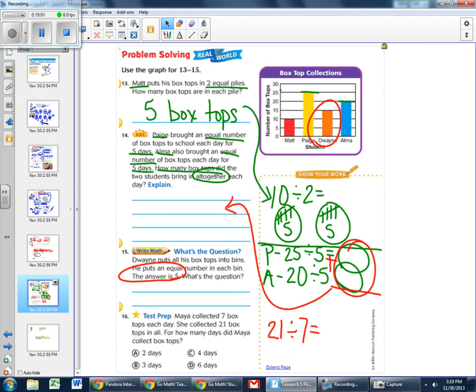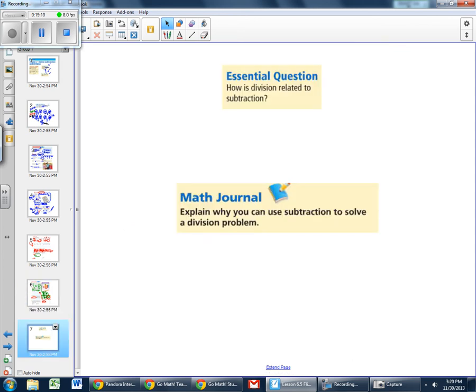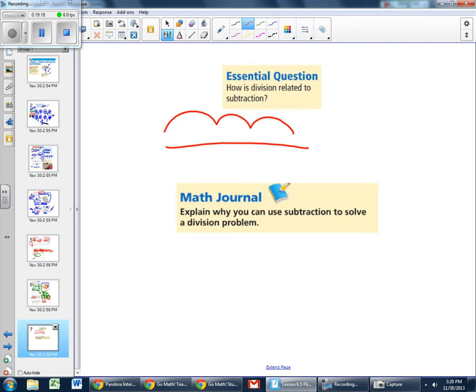You may choose to solve number 13 in a different manner if you didn't like how I drew it out with my method. And then you're going to go and you are going to finish your essential question. How is division related to subtraction? Think specifically about that number line. What does this have to do with subtraction, and how did that help us with division? And also your repeated subtraction.